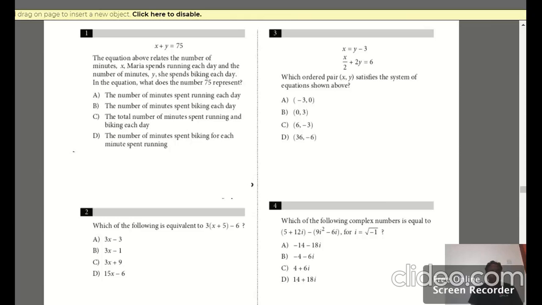Hello friends, in this video we are solving SAT practice test 7. So quickly we'll just explore what are the questions given in SAT practice test 7.